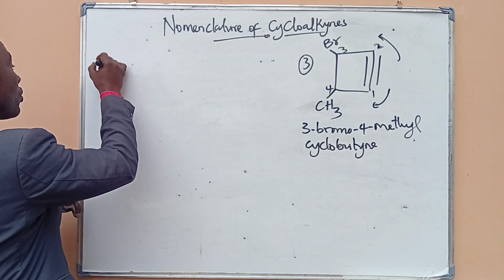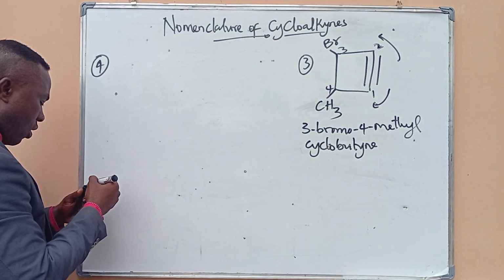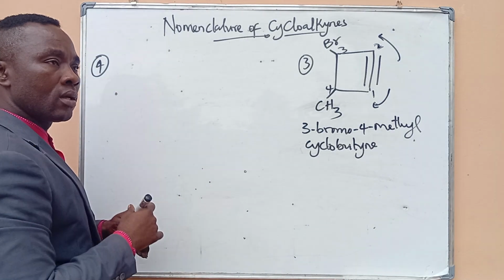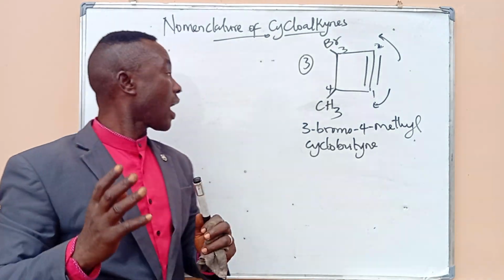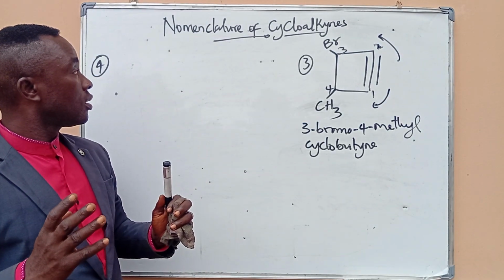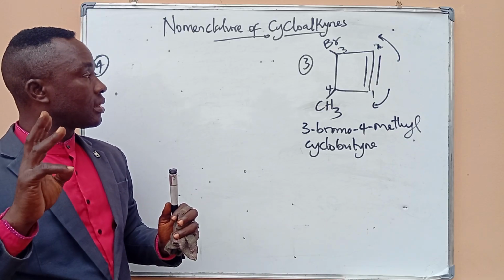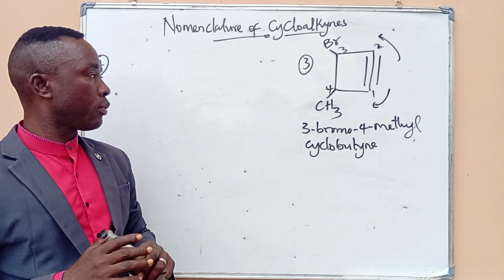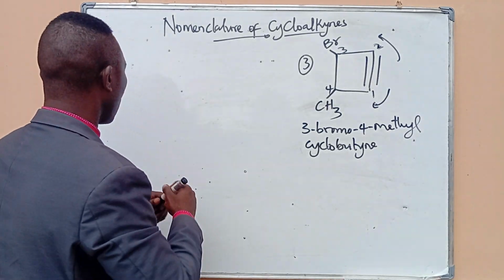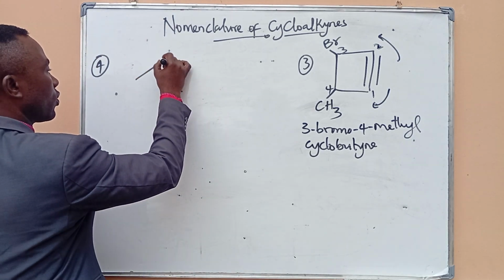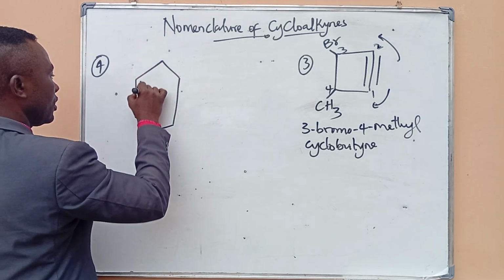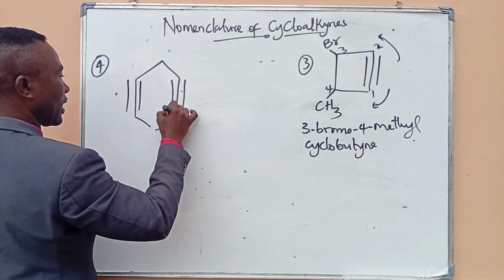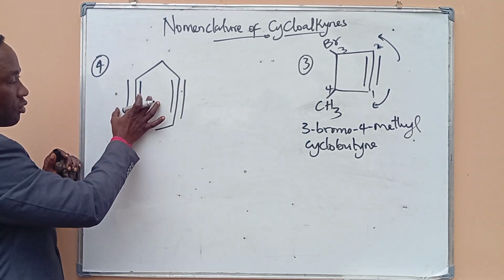Now we are going to rule 4. Rule 4 is telling us that if we have 2 or more triple bonds, 3 or more triple bonds. Let's say we have a compound of this nature. This is a triple bond here, and there is another triple bond here. So we see that we have what?